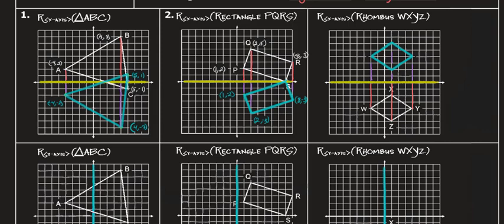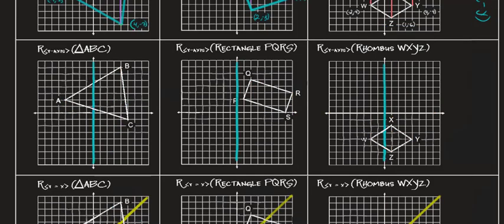Please pause the video and write the coordinates for the third example. Hopefully you notice that in each example, the x-coordinate remained the same and the y-coordinate changed its sign. You can use this rule when reflecting over the x-axis: (x, y) becomes (x, -y).